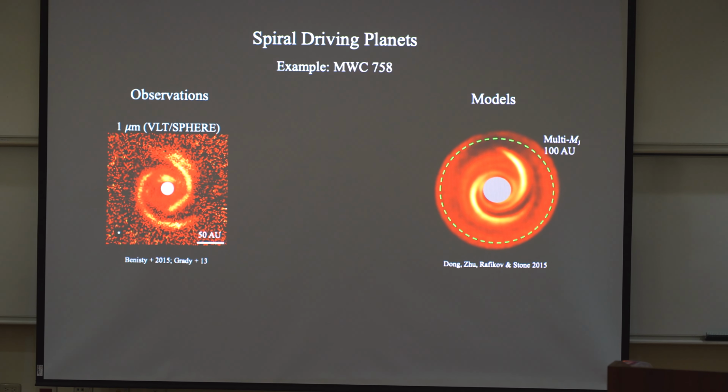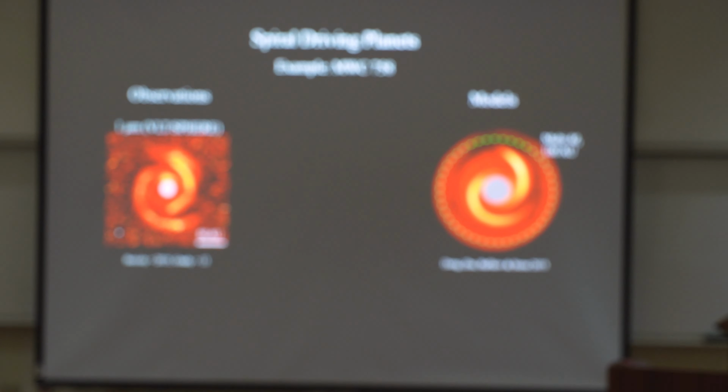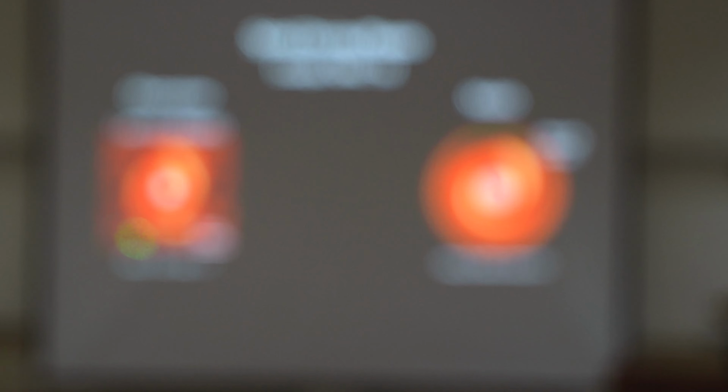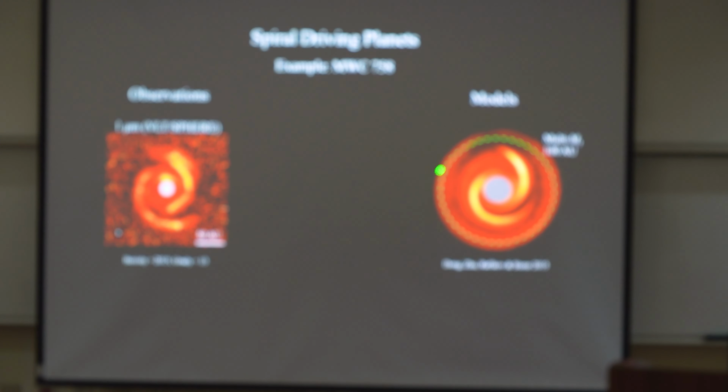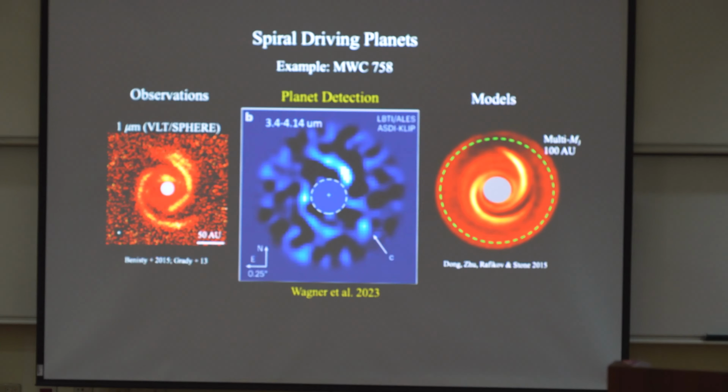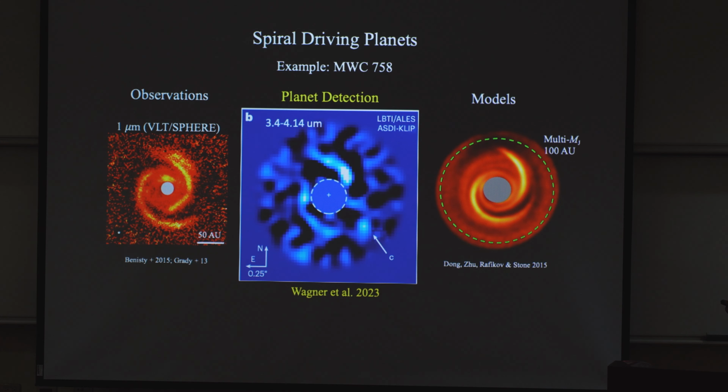The spiral-producing planets have also been found in certain cases. Again, this is MWC 758. We've seen this image, near infrared, a pair of arms, tens of AU, and then models show a planet on the outside can produce those arms. And then this is an LBT, so Large Binocular Telescope, image at 3 to 4 microns, so still infrared, slightly longer wavelengths. You see the two spirals, and then a point source here, interpreted as a planet, MWC 758c. So this one is at the predicted location in the model.